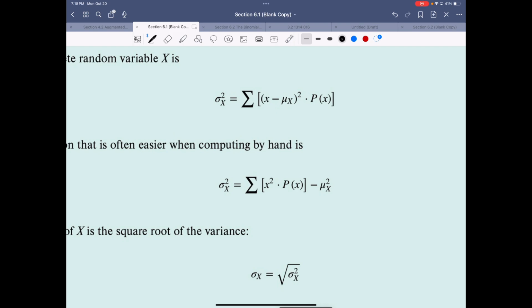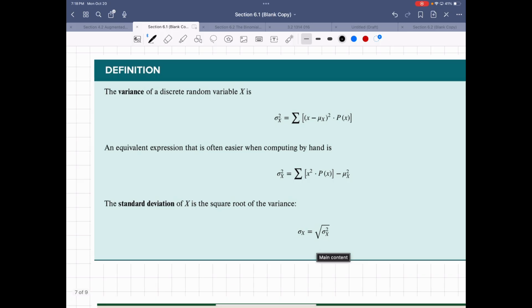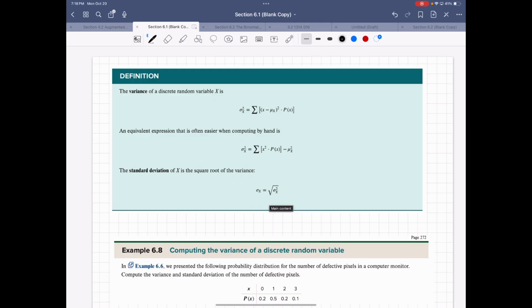Unless it was a sample and we divided by n minus 1. Okay, so this one is much the same. There's no divide by n, but you subtract the mean, you square it, and then you multiply it times p of x. Then, when we want to find the standard deviation, we just take the square root of that variance. Okay? That's all it is.